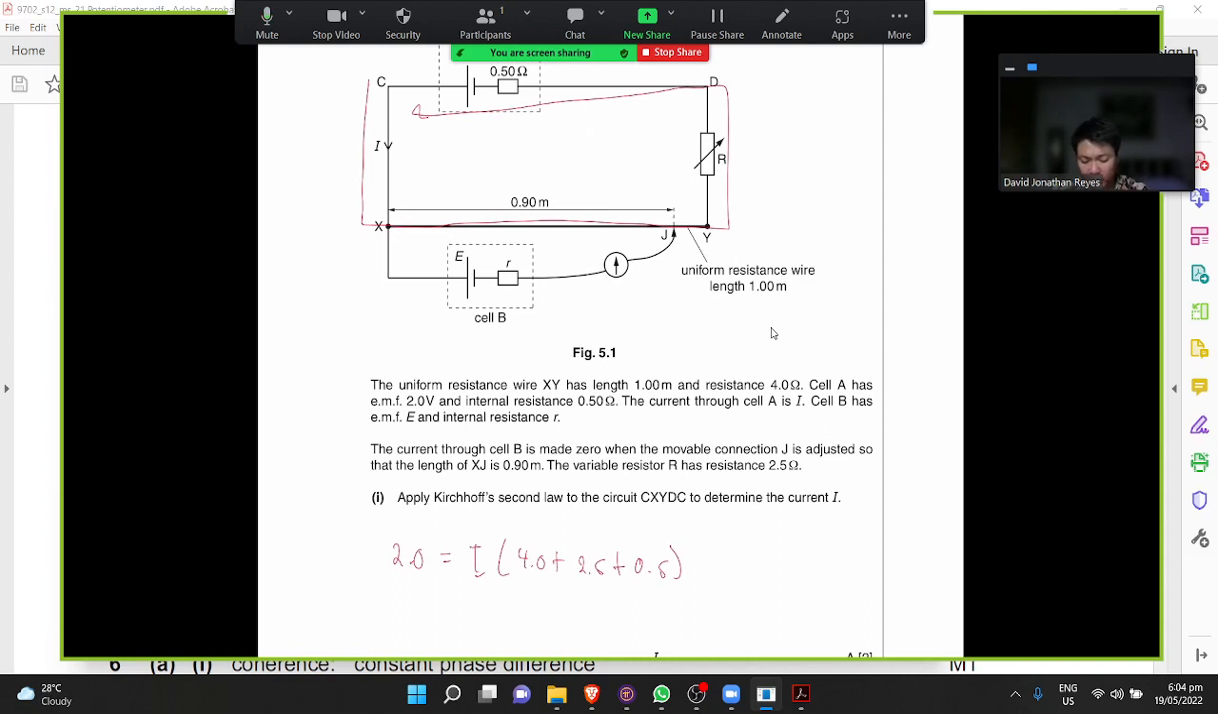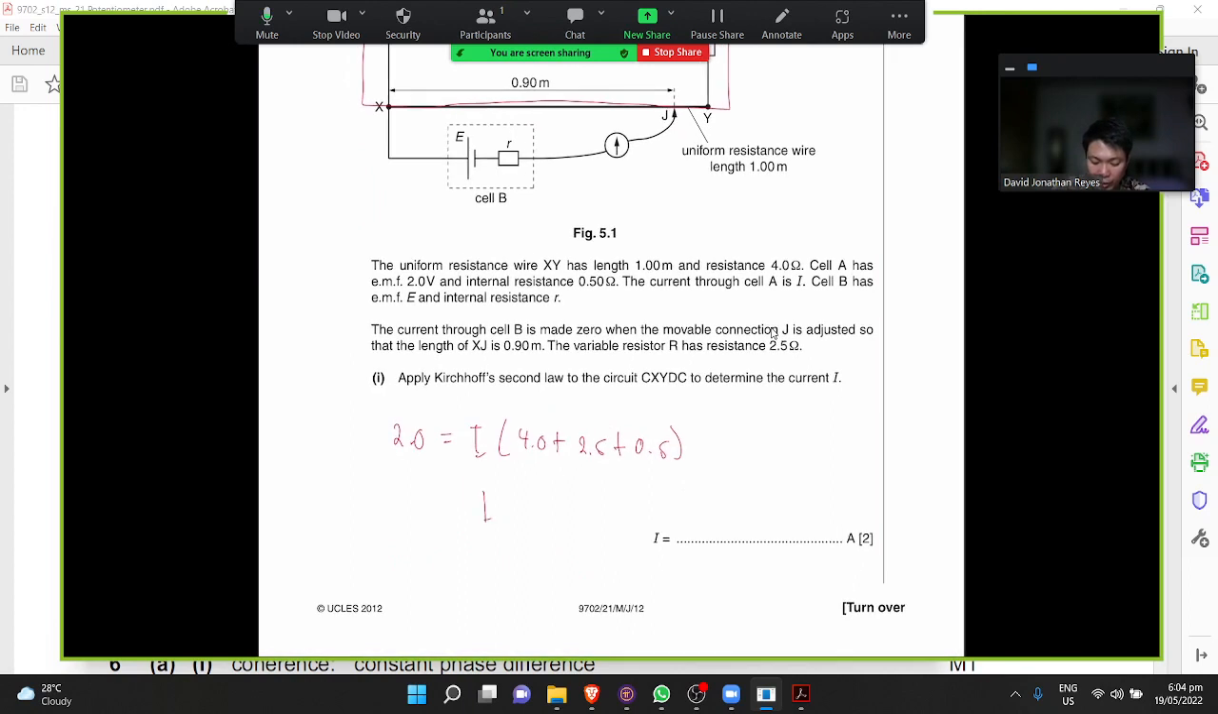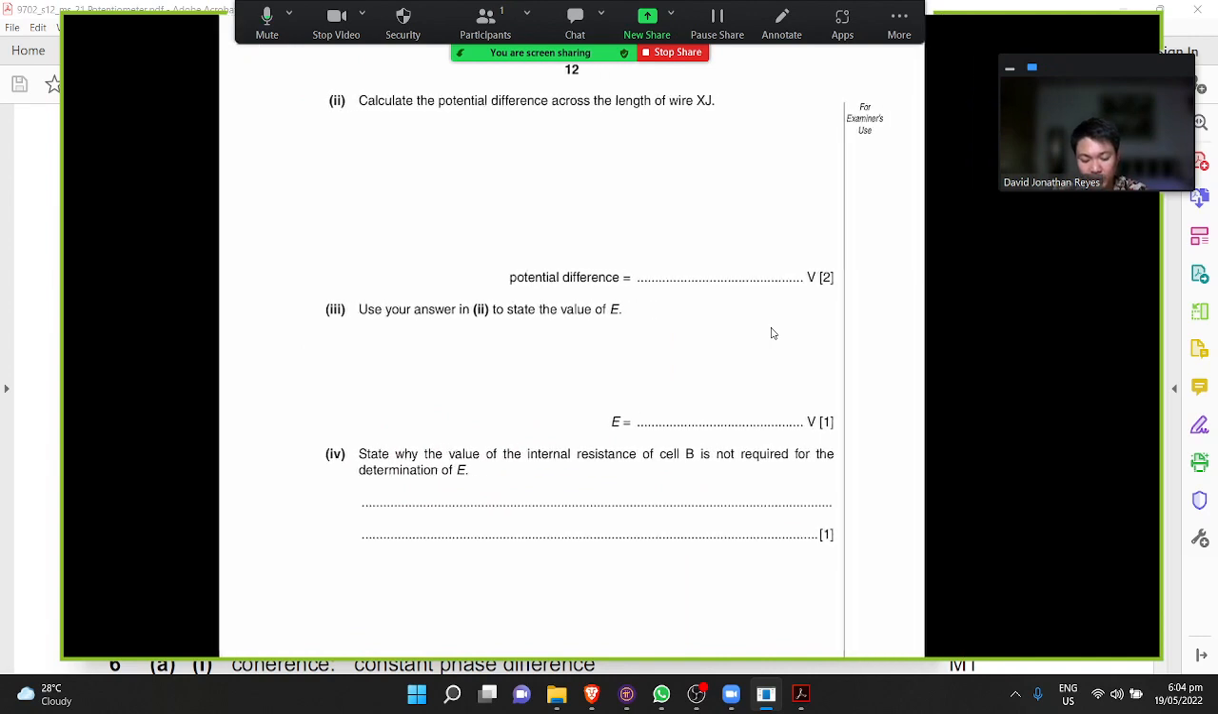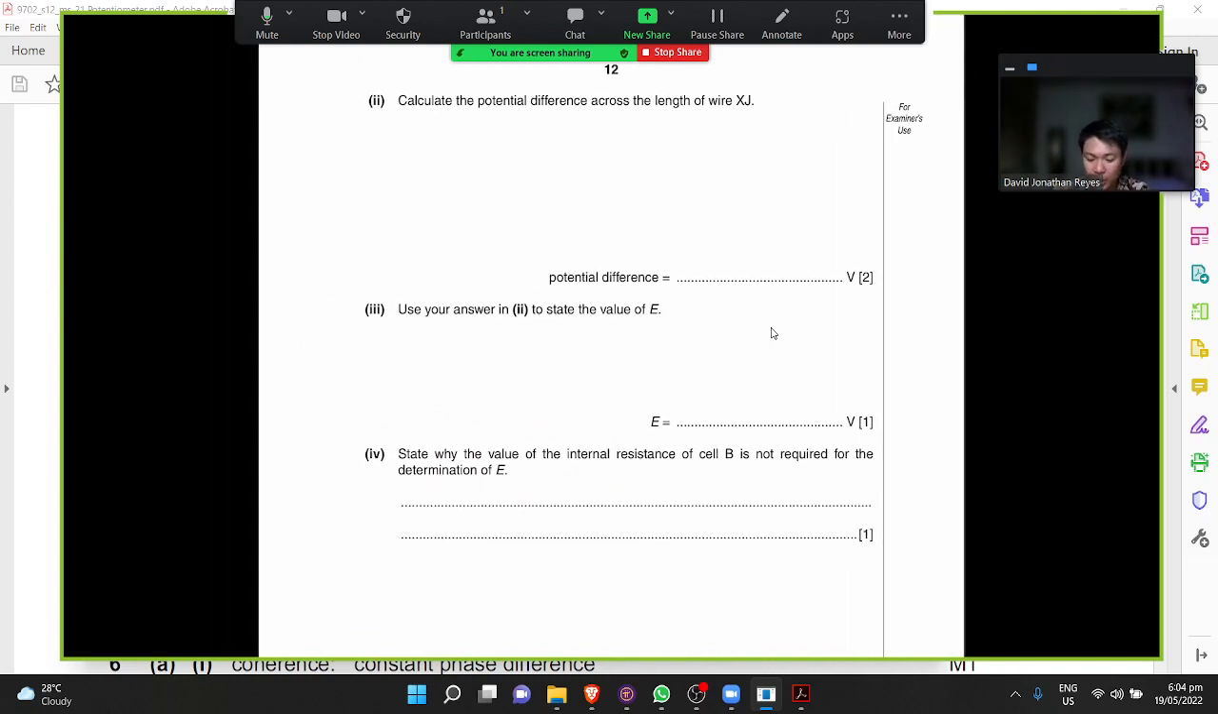Two divided by 7, so you'll get 0.29. The current now that we have is 0.29 amperes, courtesy of Kirchhoff's second law. Now, on the next one, you are asked to solve for the potential difference across wire XJ.